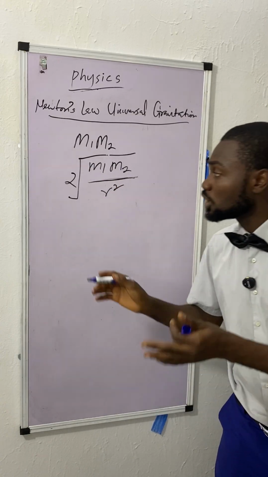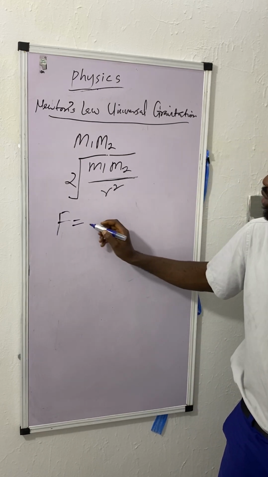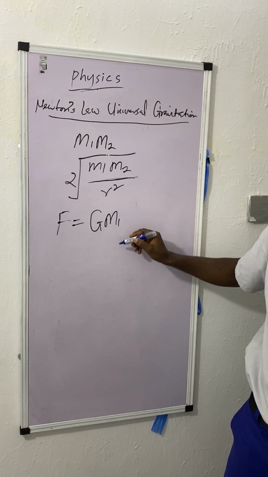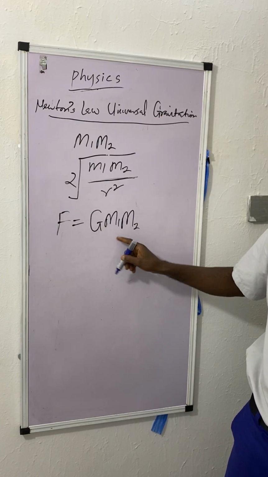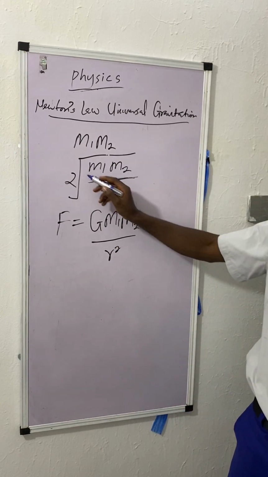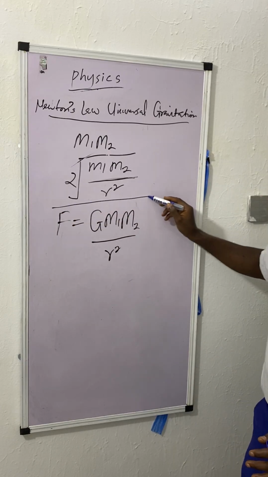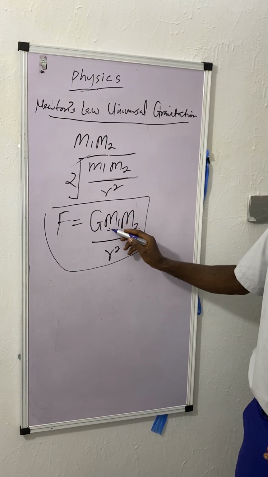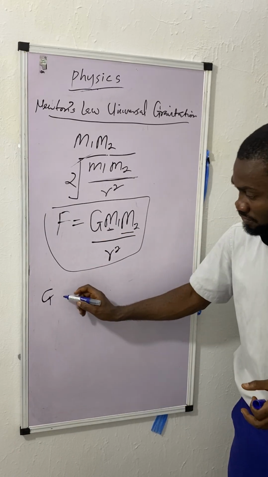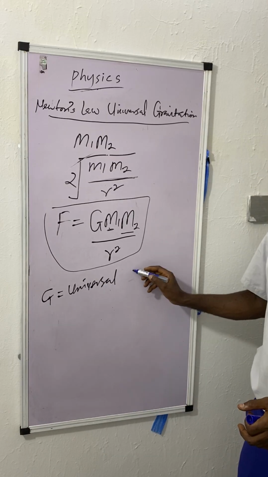If we rewrite this, we include the gravitational constant. So the force of attraction F is equal to G, M1 M2 over r squared, where G stands for the universal gravitational constant. This is Newton's universal law of gravitation. M1 stands for mass 1, M2 stands for mass 2.